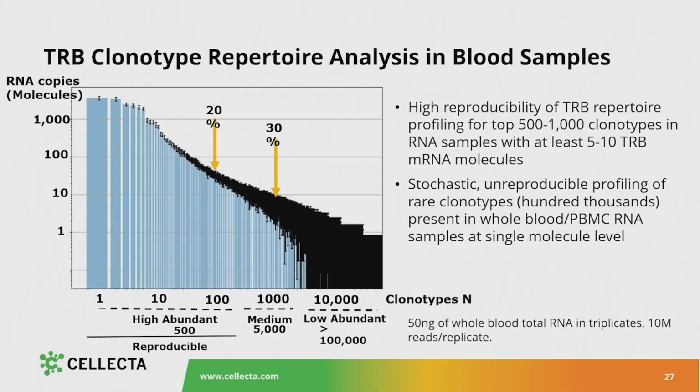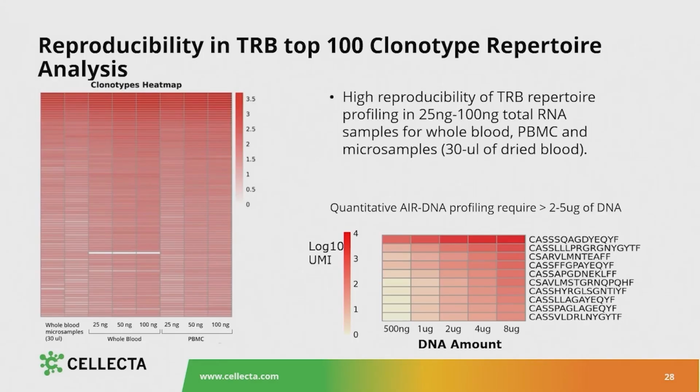But if your starting population is 5, 10 mRNA molecules, in this case the data start to be reproducible, as you can see in triplicates. And the number of these clonotypes which are really reproducible is approximately 1,000, just briefly, plus or minus. So for these 1,000 clonotypes, where you have 5, 10 template molecules, you can get reproducible data. And this slide illustrates that.